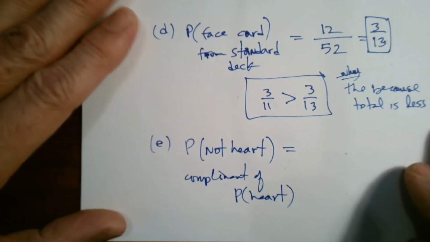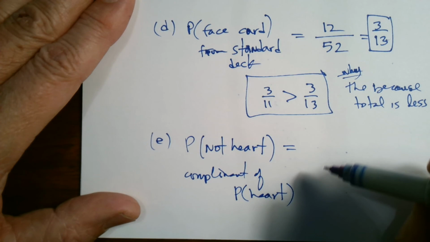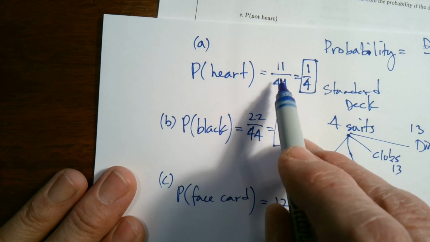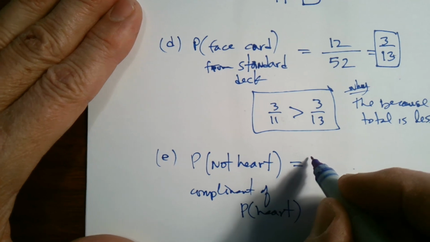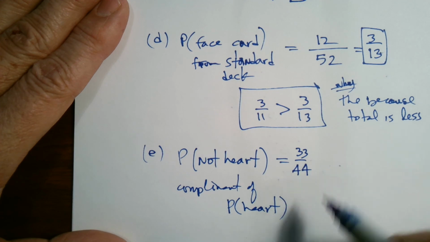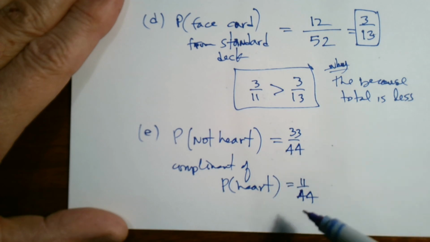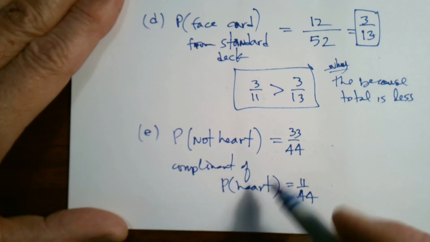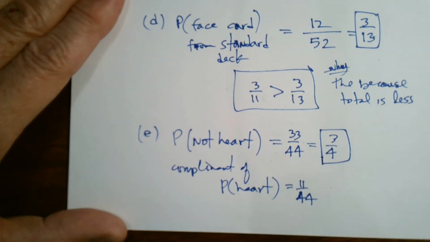The complement is the other part of it, where they add to 1 in this case. So what do we know? We know that the probability of getting a heart was 11 out of 44. Therefore, the probability of not a heart would be 33 out of 44, because this is 11 out of 44, so it's going to be all the others, all the other cards. So it's the complement, which then simplifies to 3/4. All right, there you go.